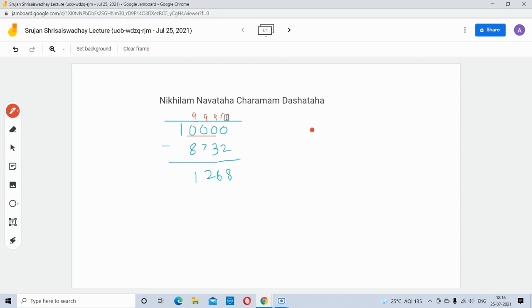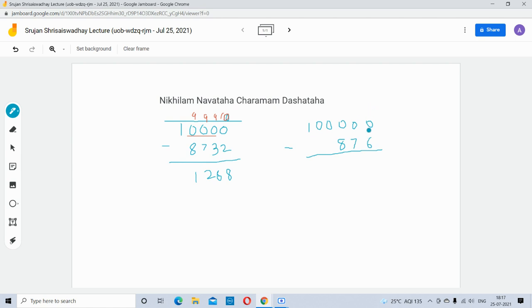Now let us consider another example. Let us consider that this is 1 lakh, and you are going to subtract 876. So how are we going to do it by this method?